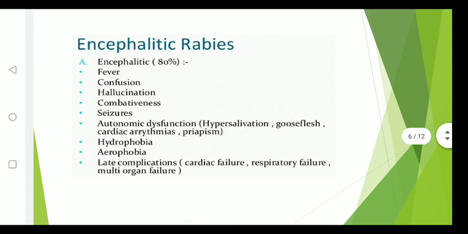As I have told you, once the virus reaches the central nervous system, it leads to inflammation of the brain. We call that encephalitic rabies. 80% of the people will get the encephalitic rabies condition. Here the person will show symptoms of fever, confusion, hallucination, combativeness, then seizure, autonomic dysfunctions, hypersalivation, cardiac arrhythmias, hydrophobia, aerophobia. Then they may get late complications such as cardiac failure, respiratory failure, and multiple organ failure. So once the virus reaches the brain and infection occurs, we call it encephalitic rabies. 80% of cases will have this occurrence.